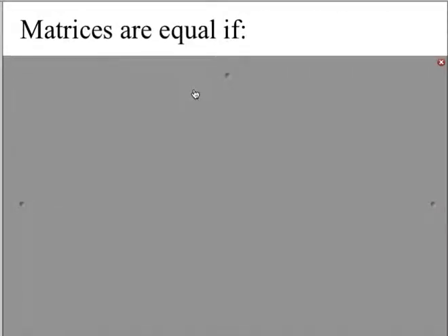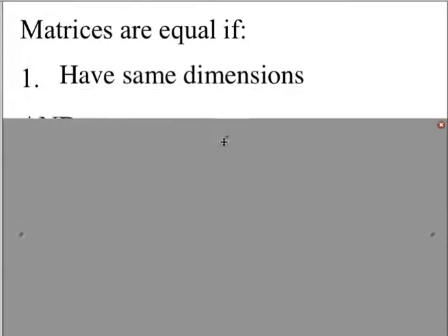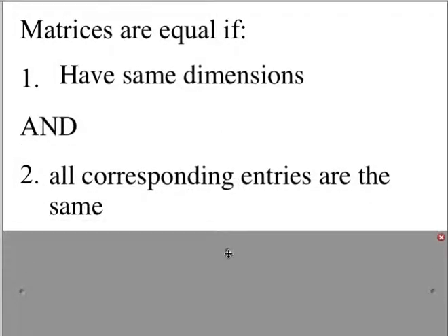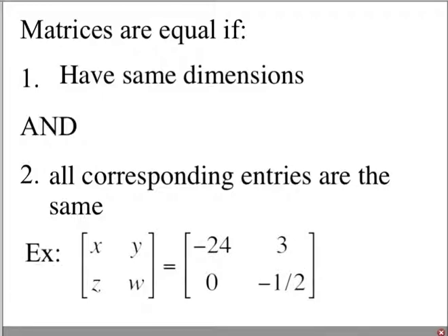So let's start with saying that matrices can be equal if they, 1, have the exact same dimensions, and 2, all corresponding entries are the same. The example I have is the 2 by 2 matrix X, Y, Z, W, and it equals -24, 3, 0, -1/2. So if I asked you what Y equals, you would tell me that Y equals 3. These two matrices have the same dimensions. They're both 2 by 2s, 2 rows, 2 columns, and the corresponding entries, the entry in the same place, are equal. Since Y is in the top right and 3 is in the top right, that must mean Y equals 3.